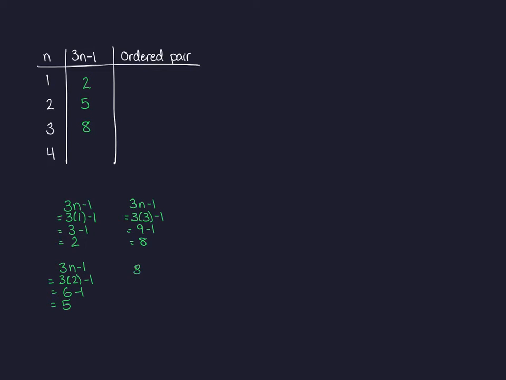And finally, 3n minus 1 is going to be 3 times 4 minus 1. 12 minus 1 is 11. Now to create our ordered pairs, we're just going to have our n value first and then our 3n minus 1 value second. So it'll just be first number, second number, first number, second number. So 3, 8, 4, 11.